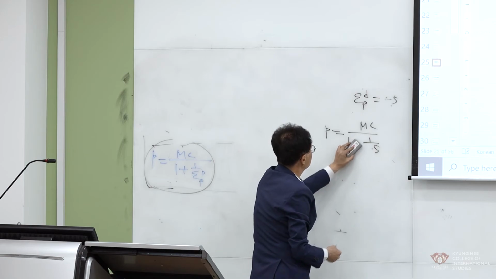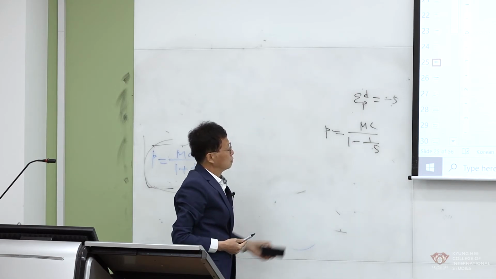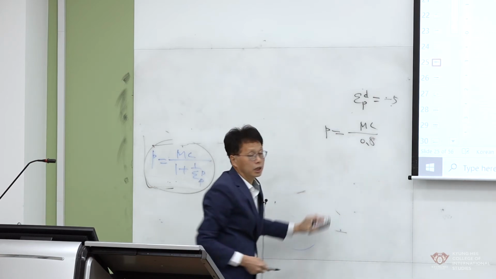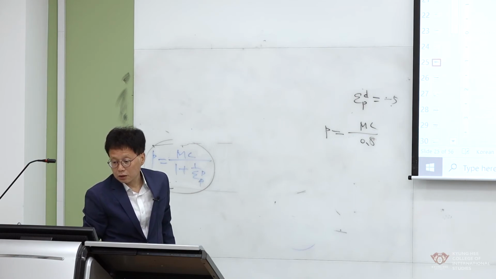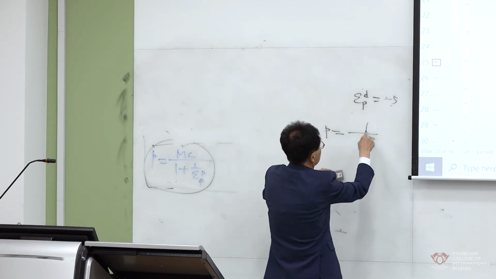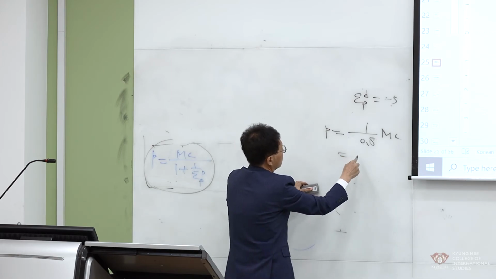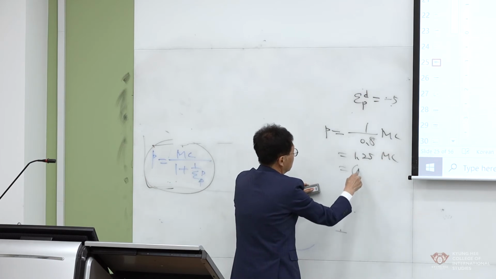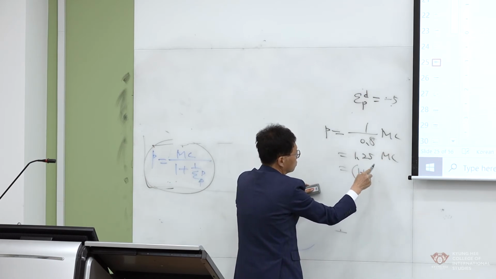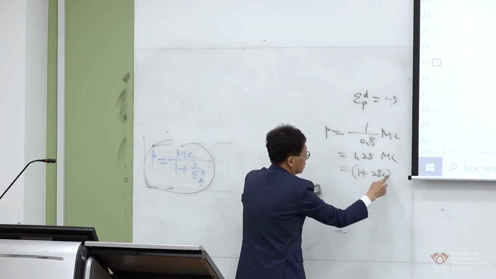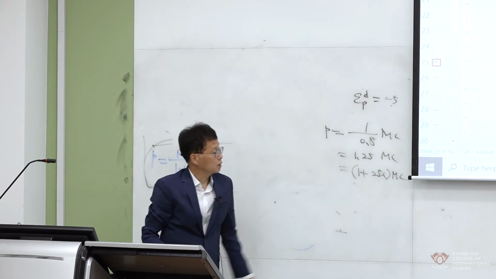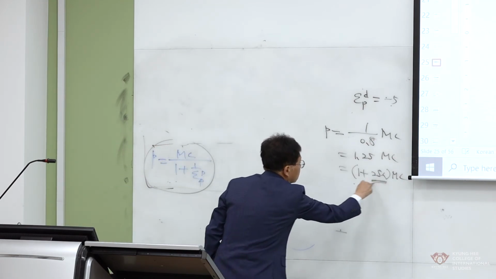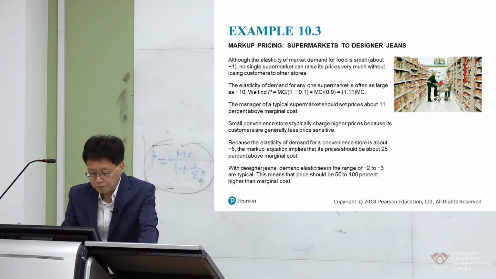Minus sign. Then we can rewrite like this: 1 minus 0.2. Then this one is 0.8, right? 1 divided by 0.8, like this. 1 over 0.8 means 1.25 marginal cost. That means 1 plus 0.25, or 25%, right? Like this. So the price markup over marginal cost for a convenience store is 25%, right?